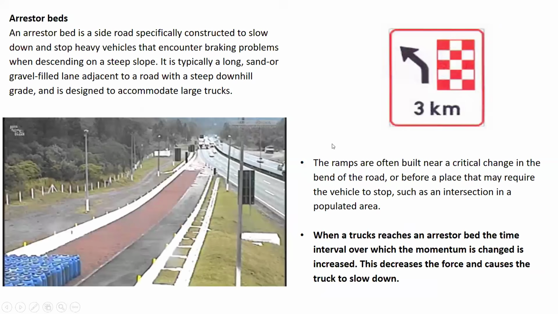I think that's it, yes, arrestor beds. So when you guys start doing driving lessons, your learner's license and stuff like that, one of the symbols that you see on the road is this. This symbol, this red and white, stands for what is called an arrestor bed.